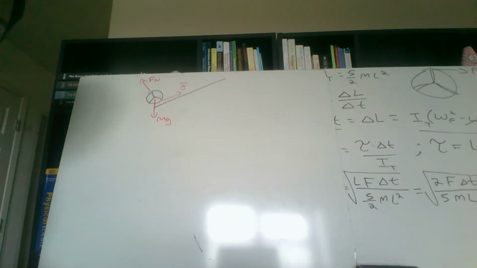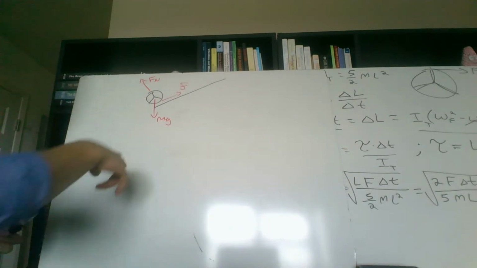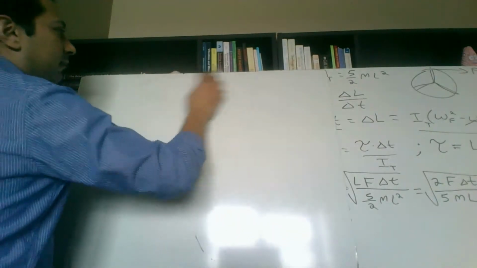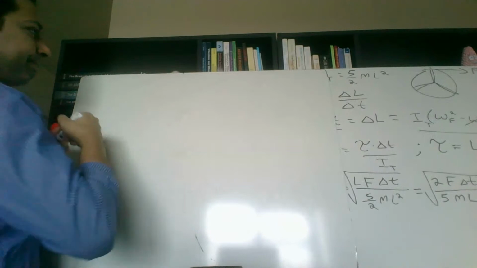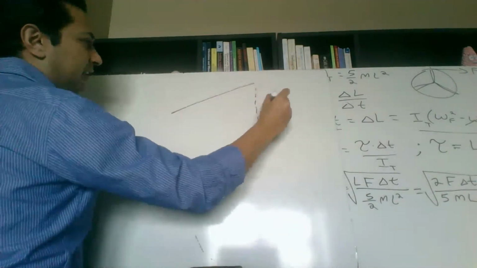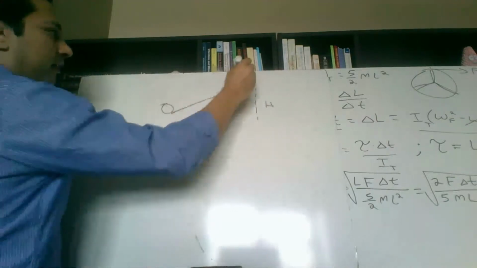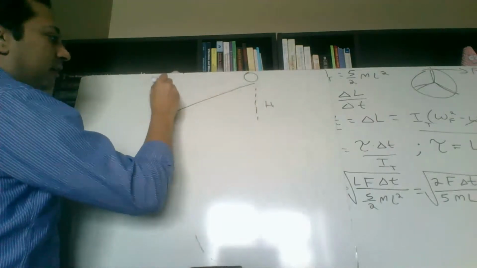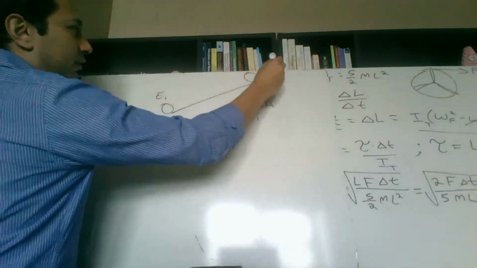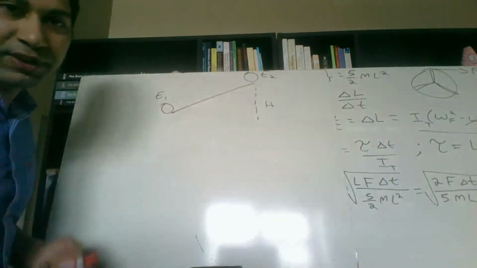Part E. They want to know how high, it looks like, this object will go up the incline. So for part E, we want to know this height right here, h. We're starting here, we're ending right there. We'll call this E1, and I'll call this E2, where E just stands for the conservation of energy.